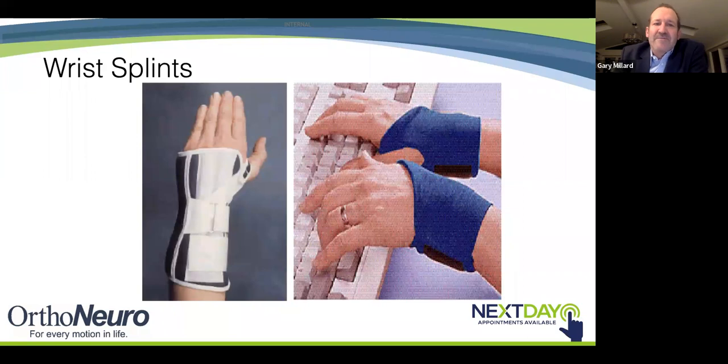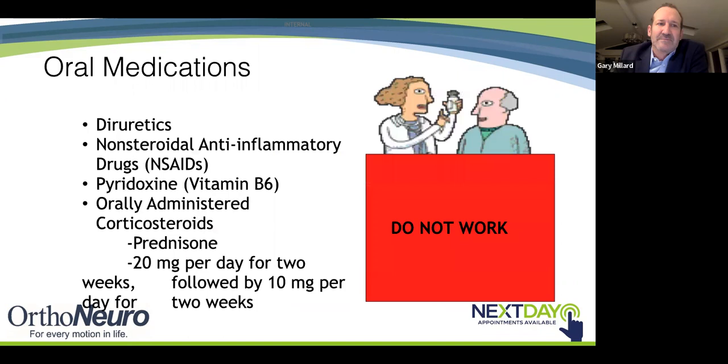These are just a couple examples of some splints. The one on the left is obviously a lot more cumbersome, but that usually works very well for people to sleep in. It's a little harder for people to work in. And even the ones on the right that are very small can help just by adjusting the angle of your wrist when you're working on a computer.